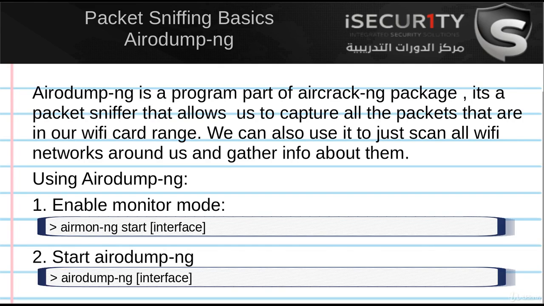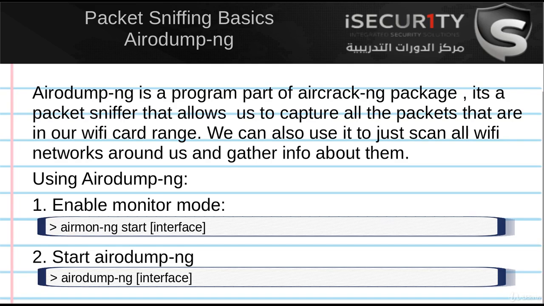So what tool are we going to use? We're going to use a tool called Airodump-ng. It's part of the Aircrack suite. It's a packet sniffer that allows us to capture all the packets around us. We can run it against all the networks around us, so we'll collect any packets that are within our Wi-Fi range, or we can run it against a certain AP, or access point, so we'll only be collecting packets that are coming from a certain Wi-Fi network.